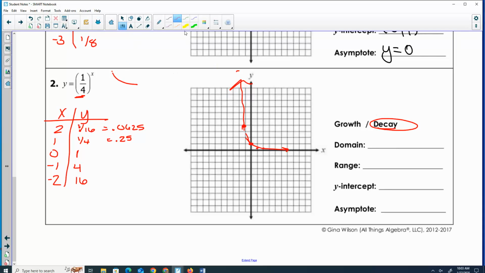On your graphs, I want to see at least 3 exact points. Sometimes 16 is huge and 1/16 is really hard to graph. But at the very least, we can do the 1, 1/4, the 0, 1, and the negative 1, 4. So I need to be able to see some exact points on your graph.